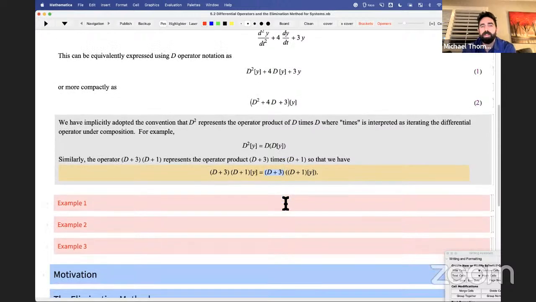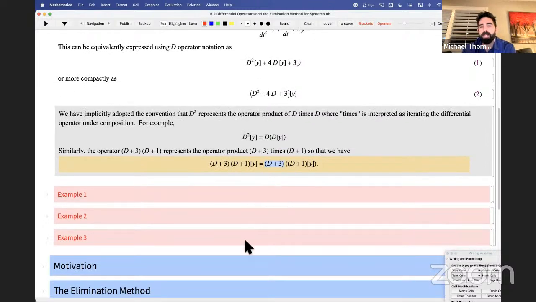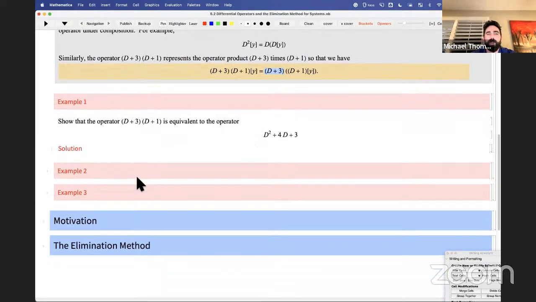All right, so the first three are pretty basic problems. They're just a little bit of algebra in here, so let's try it out. We've got an operator, a combination of the big D operator and some constants. We want to show that this operator is equivalent to this operator.